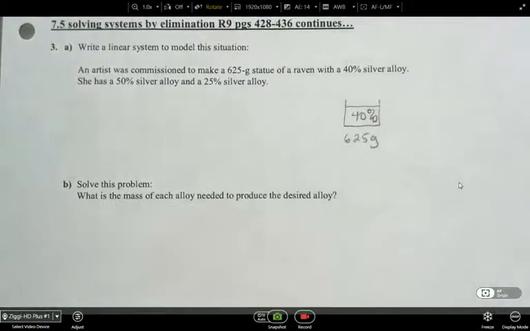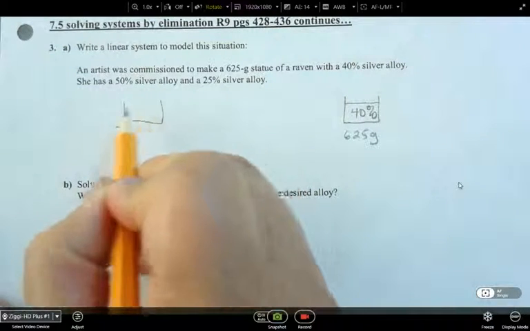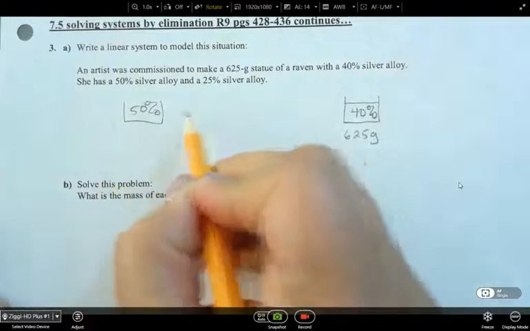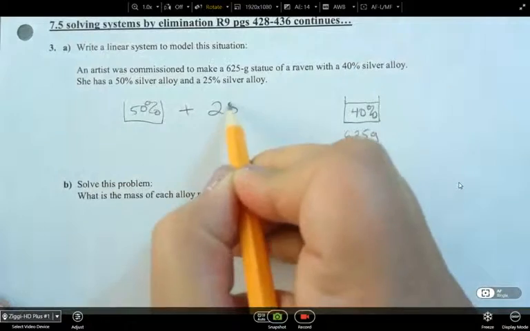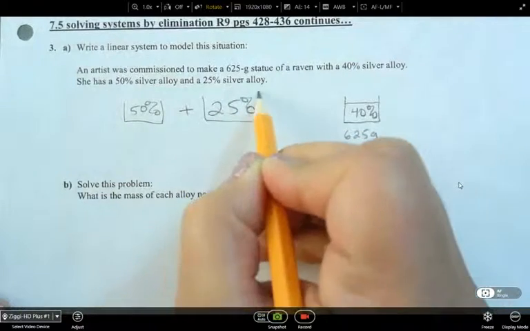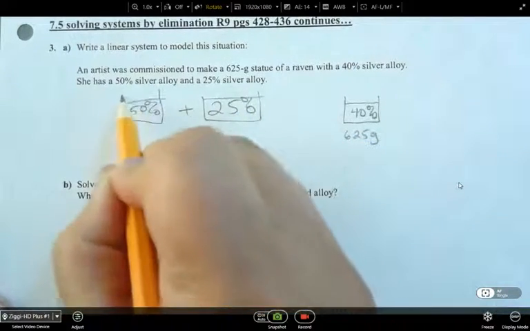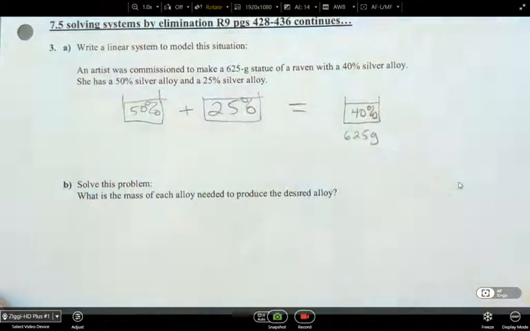Now, how are we going to come up with that 40%? Well, it would be nice if we already had 40% silver alloy, but they don't sell it like that. They only sell 50% and they sell 25%. So, we have to create 40%.